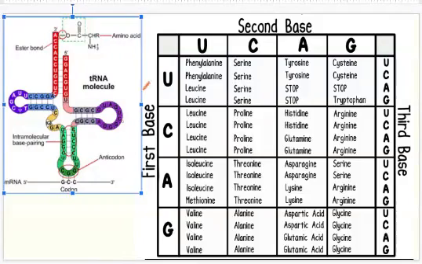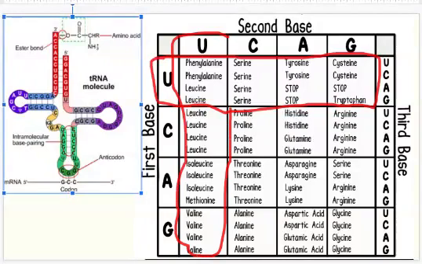Let's grab a pen. And you know that that first letter will be in, we isolate this one, U. And the next one was U again. So we go to the second base and we isolate this one. Okay. So we know that in this square is going to be our amino acid.